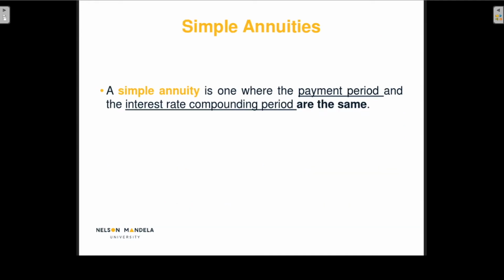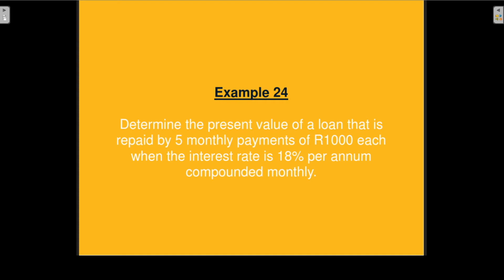We are first going to look at simple annuities. Now, a simple annuity is an annuity where the payment period and the interest rate compounding period are the same. Now, you can imagine then that a complex annuity will be an annuity where the payment period and the compounding periods are not the same. But we start with a simple annuity. Now, to illustrate the whole idea of an annuity, we will start with an example.